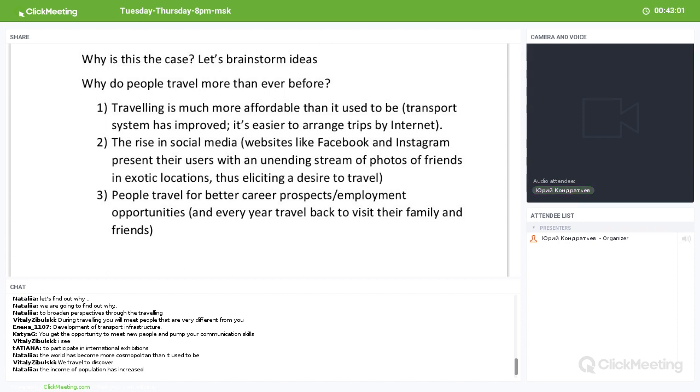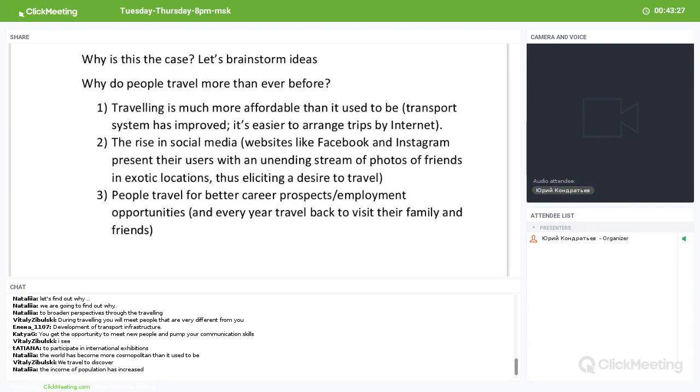Then people travel for better career prospects, for employment opportunities, and of course, it's becoming more and more common these days. And then every year, maybe even more often, they travel back to visit their family and friends, and as a result, people travel more and more. So there are three ideas. I think two ideas will be enough for the essay, for the main body paragraph.